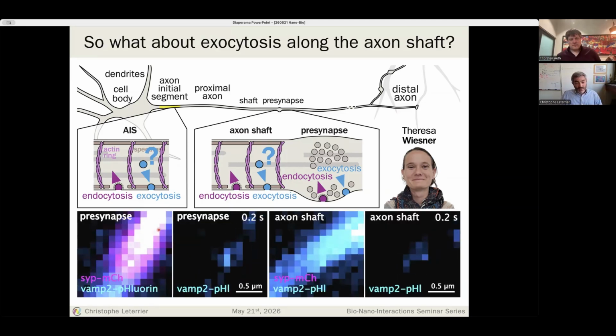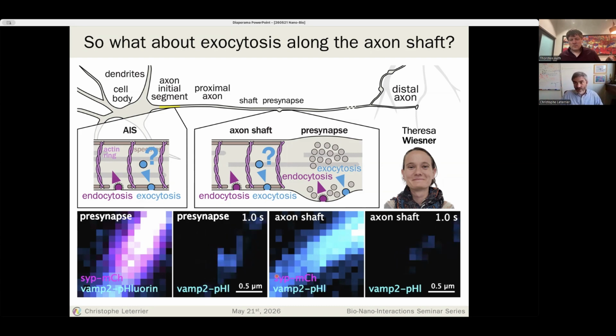But if we make these movies and we label where the synapses are, you see these flashes, and they can be at a presynapse, which is labeled in magenta by the synaptofluorin mCherry, or along the axon shaft outside of presynapses. So exocytosis can happen in synapses and outside of presynapses. Of course, this is a very low occurrence. This is in unstimulated neurons, so the amount is about 2 events per square micrometer per hour. It's not like synaptic exocytosis.